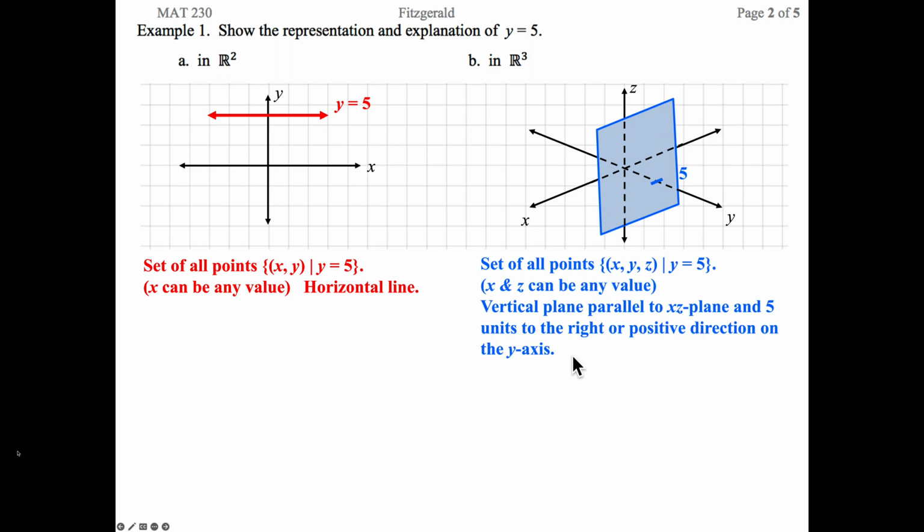So ways you can explain it, you can say a set of all points x, y, z such that y equals 5. x and z can be any value. You could also say you have a vertical plane parallel to the xz plane and it's 5 units to the right, or positive direction, on the y-axis.